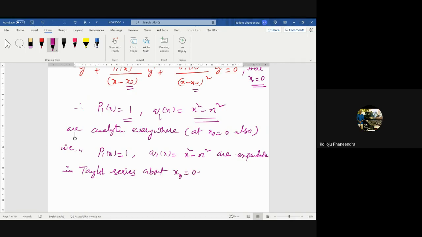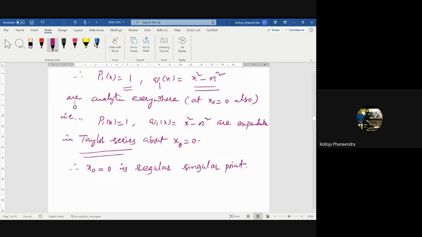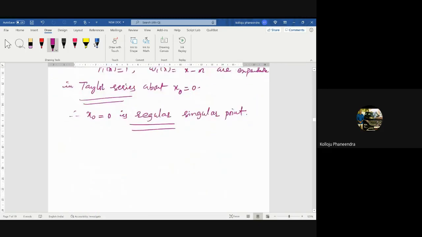Expandable in Taylor series means what? Therefore, x not equal to 0 is what? Regular singular point. Okay, is that clear? x not equal to 0 is the regular singular point. This is one example. Now, let me consider another example to get more clarification on regular and irregular.